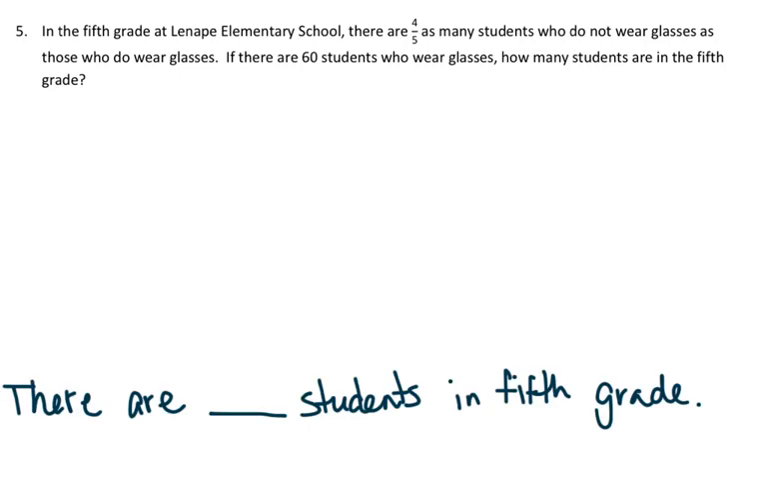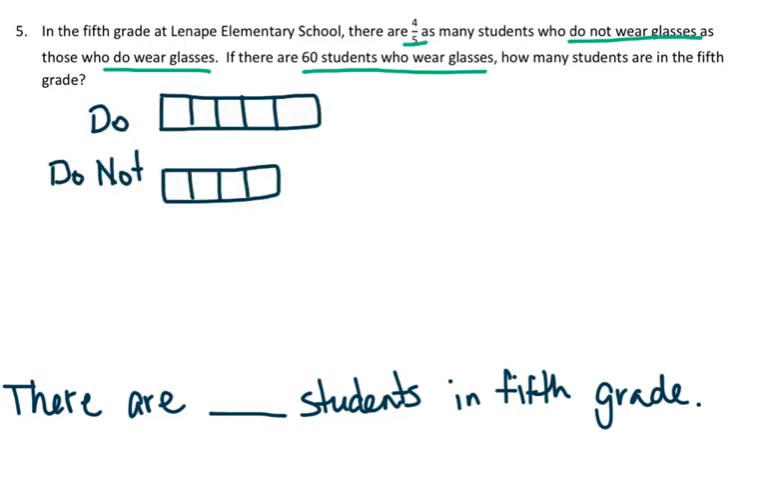So let's look at what we do know. We know that there are 4/5 as many students who do not wear glasses as those who do wear glasses. And we know how many students do wear glasses. It's 60. Okay, so let's set up a tape diagram for that. Okay, so the ones who do wear glasses I have represented here as 5 units. And then the do nots will be 4 units. And each one of the units is the same amount. So we're going to imagine that they're all equal.